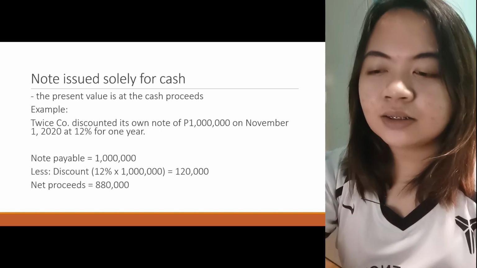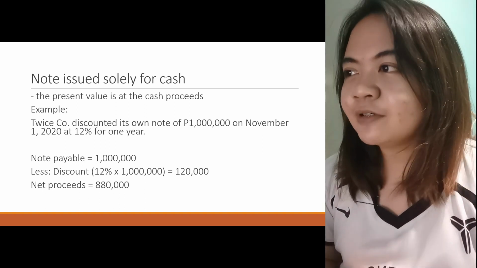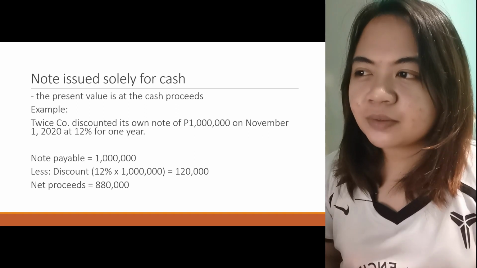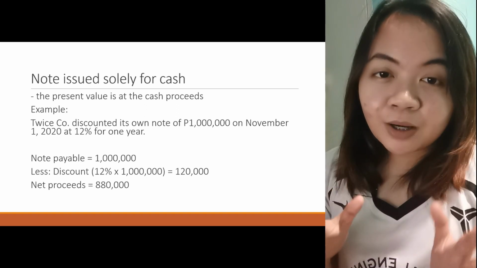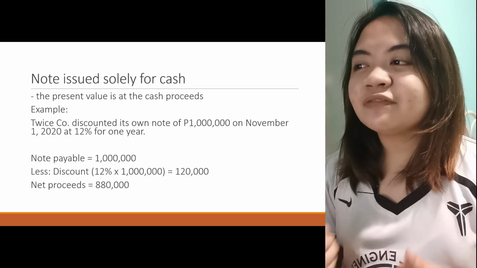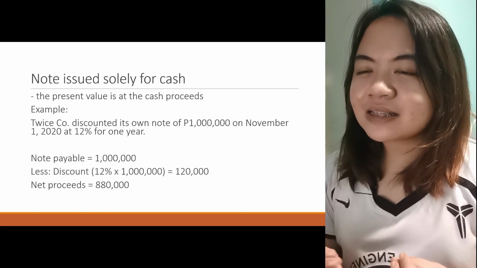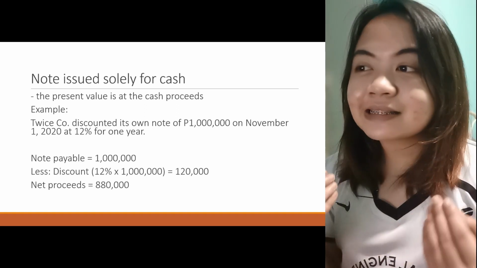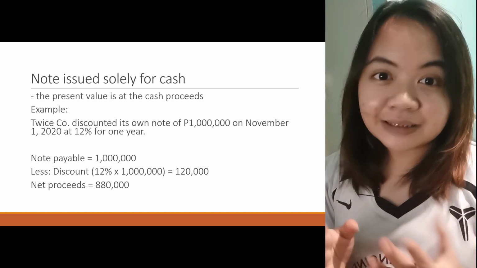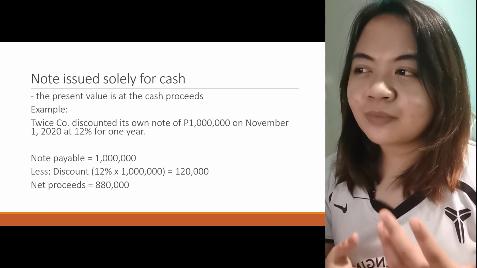So, subsequently, yan. So, we have examples of notes payable. So, we have note issued solely for cash. So, the present value, if the problem or if you have encountered a note payable that is issued solely for cash, okay, yung pera lang talaga. So, this is measured, the present value niya is cash proceeds. Madali kasi yung cash proceeds mismo, yun yung measurement niya.